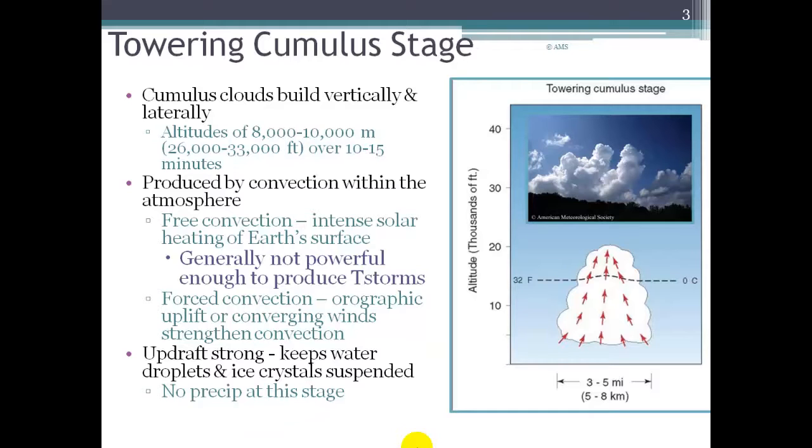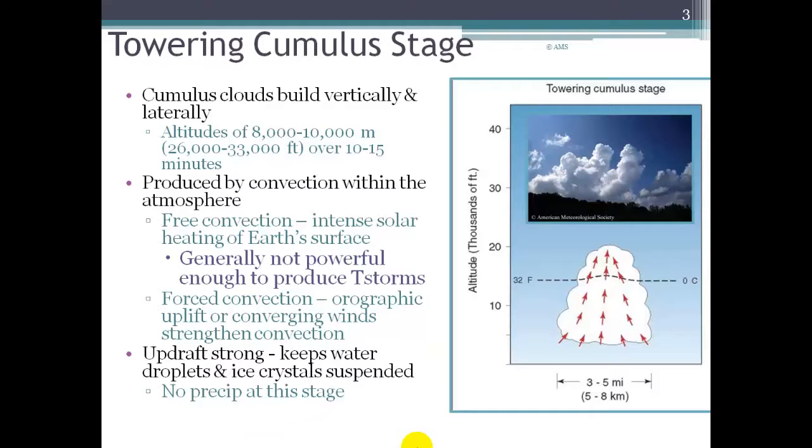The convection that drives thunderstorm growth is free convection, which is simply intense solar heating of the Earth's surface. So the Earth warms up and warm air rises, causing updrafts and instability, and if there's moisture in the air, that will promote cloud growth. But free convection is generally not enough to produce thunderstorms, so we typically have some other type of convection at play in addition to free convection.